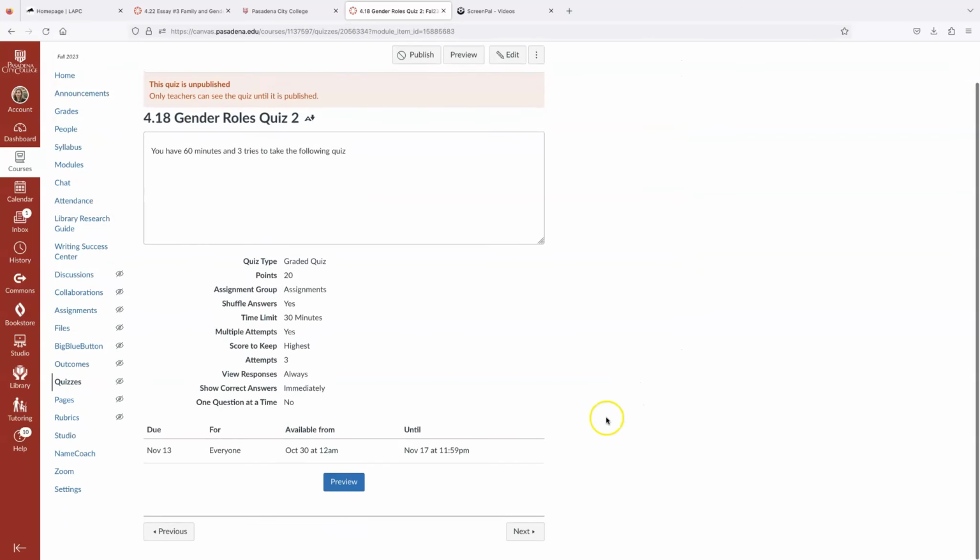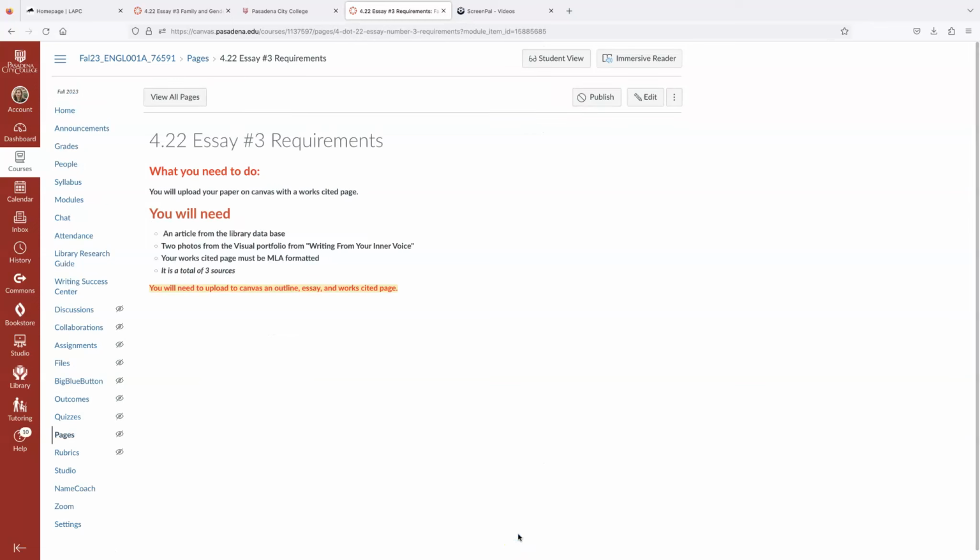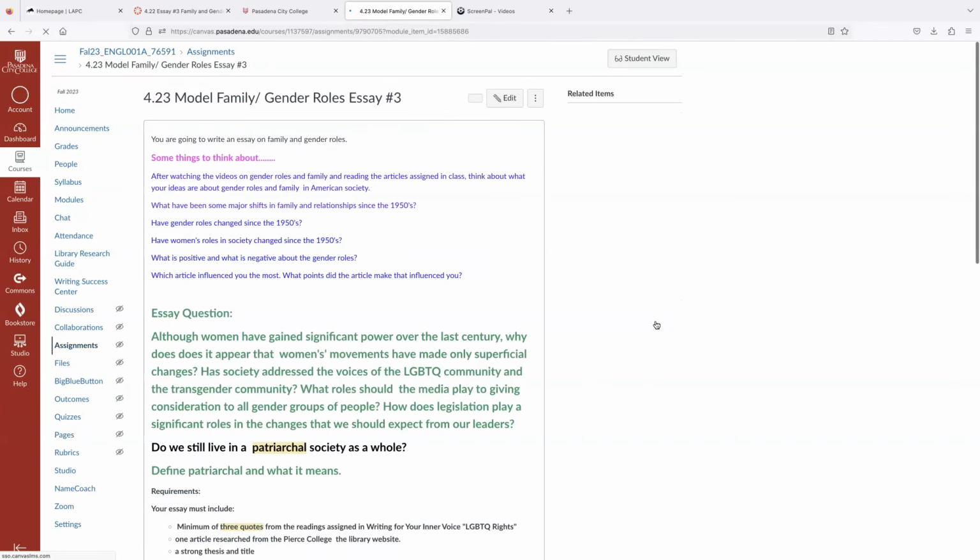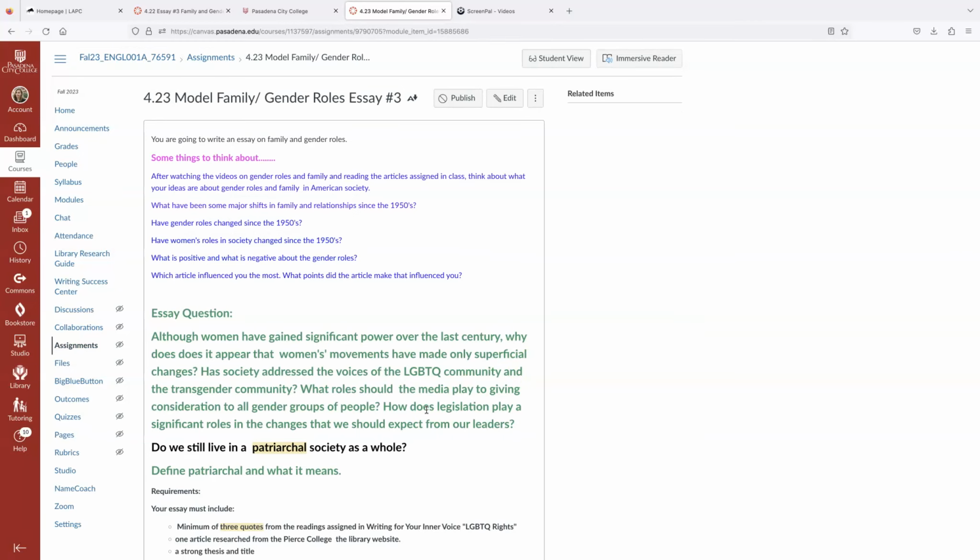And then you have another gender roles quiz, and then you have your essay that you're going to turn in. And here's your essay question. So the essay question really evolves to current day. So although women have gained significant power over the last century, which we're looking at from the 1950s to present time, why does it appear that women's movements have made only superficial changes?